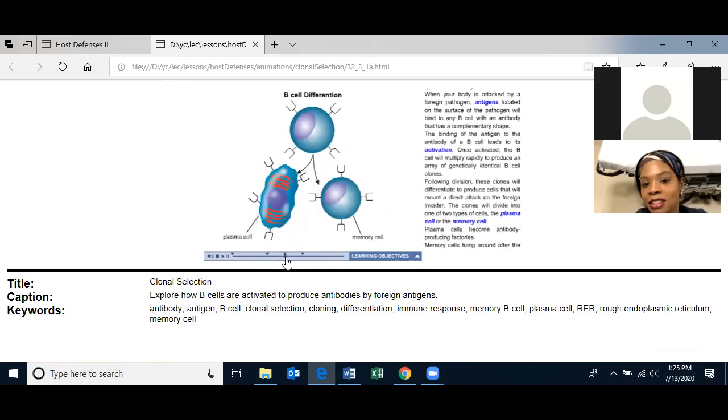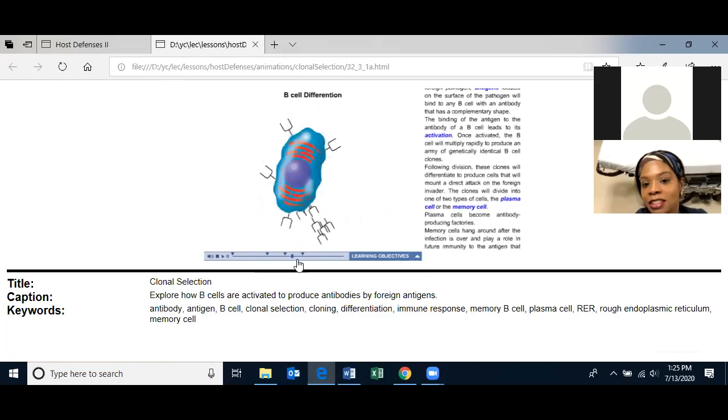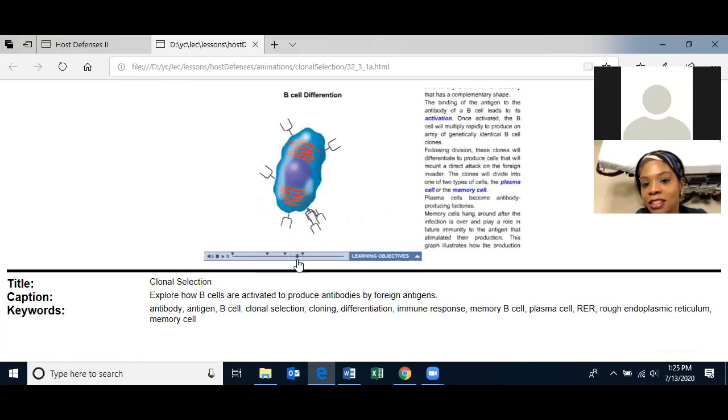And some of these cells mature into the plasma cell, and the goal of the plasma cell is to make antibodies, and then the plasma cell releases these antibodies, which go into the circulation, either in the circulatory system or the lymphatic system. And these antibodies move through the body to find and bind to the antigen and then attack that pathogen.